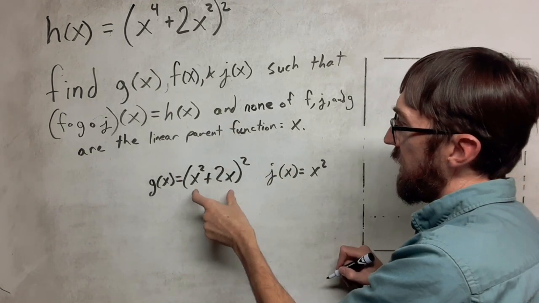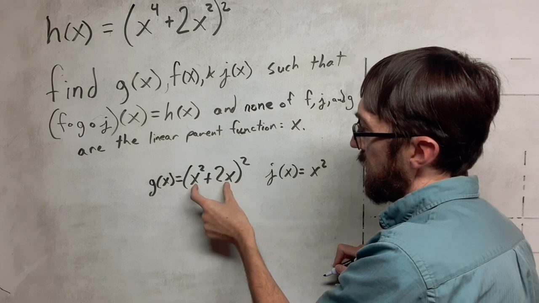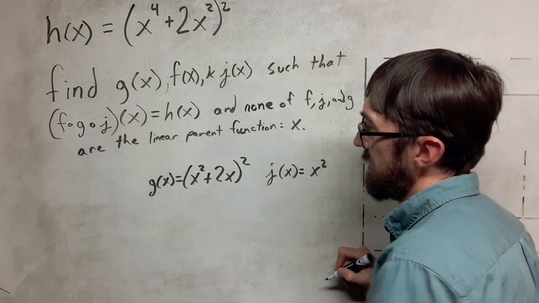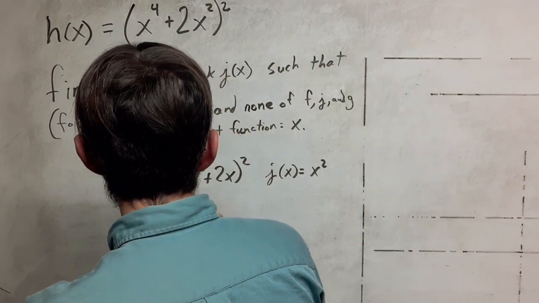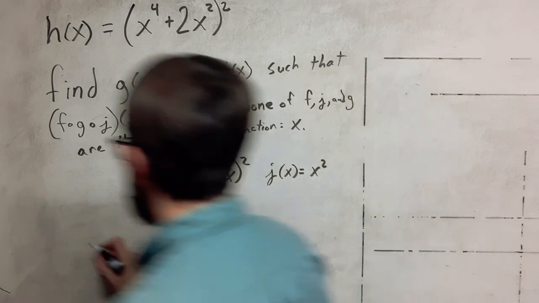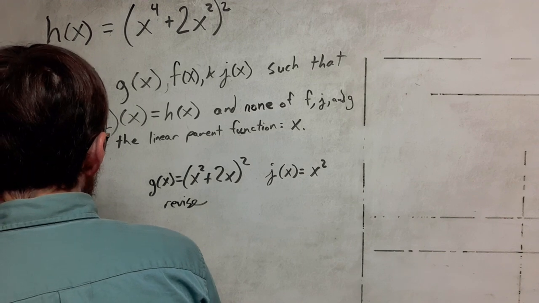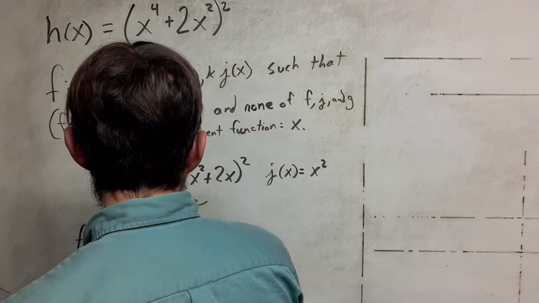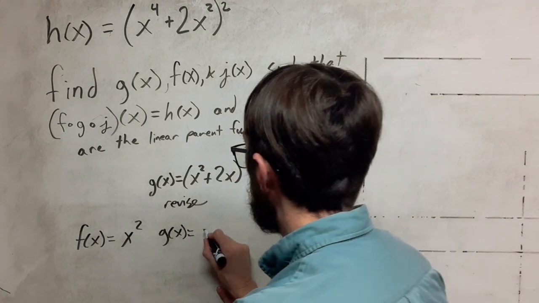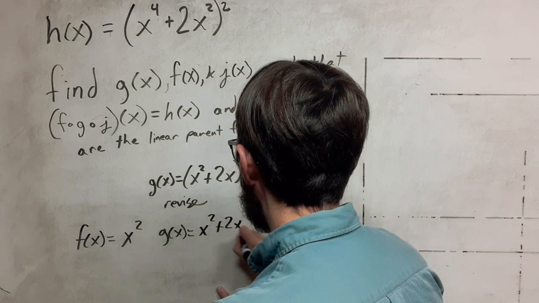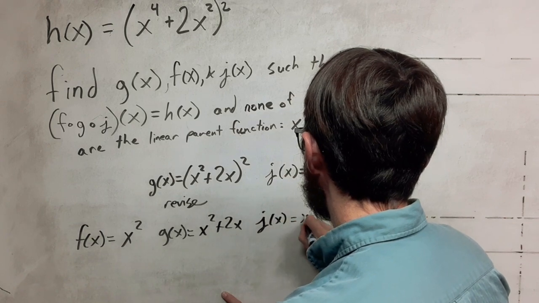So now that I've pulled that out, I'm going to pull out this inner piece and declare that F. So I'm going to revise and pull this out. So we'll have f of x equals x squared. G of x will now be this with that removed. It's going to be x squared plus 2x. And then J of x is going to be x squared.